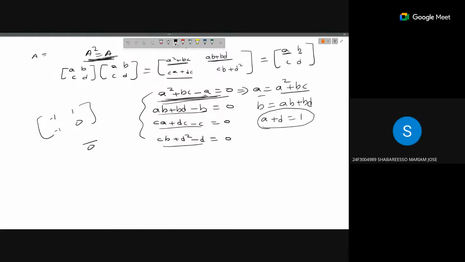unless there is a contradiction. So this is for this condition, right? And now let's take the second one also. The second one, we are getting C equals to C times (A plus D). Actually, there is no need to solve. That's why I'm actually taking A plus D.